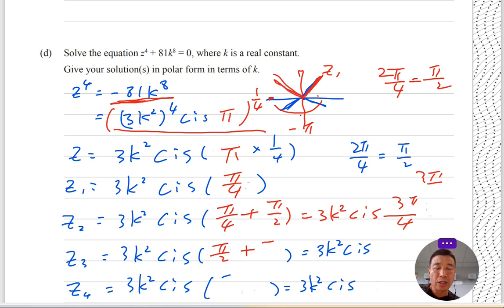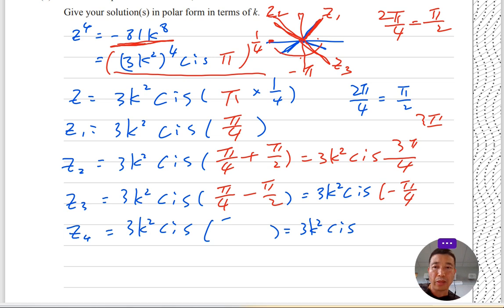You can't add pi over 2 again because it passes pi. So this time this is Z2, and then you have to take away pi over 2 from Z1, right? So the first answer, pi over 4, take away pi over 2 gives me what? Minus pi over 4, isn't it? 1 take away 2. Yeah, that's right. That is the third answer.